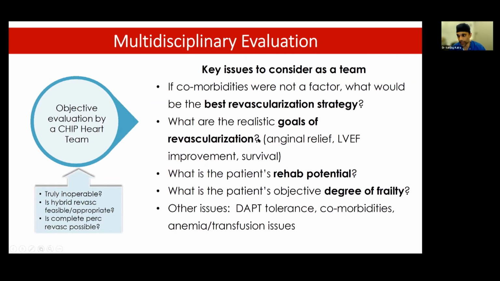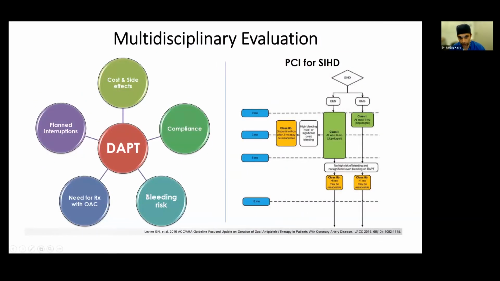And I want to make sure that I understand the degree of frailty that he has and whether or not he can tolerate DAPT and his comorbidities can be managed. Remember, that multidisciplinary evaluation included nephrology. It also included GI in my case, because this individual has a long history of GI bleeding.